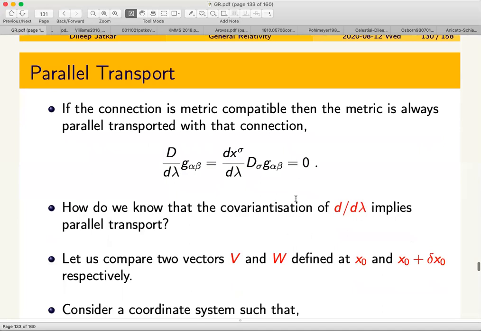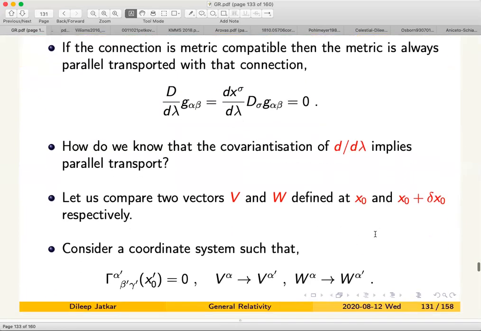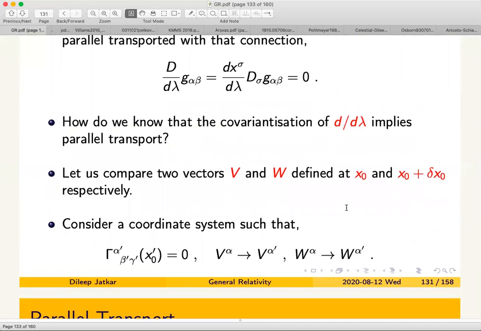Fine. So the next question was that we took a step from d by d lambda to capital D by d lambda, which is what is called the covariantization. And the question would be how do we know that this covariantization corresponds to parallel transport? For that, let's consider two vectors, one defined at x naught and the other defined at x naught plus delta x naught, so a small distance away. And let's consider a coordinate system such that the gamma would vanish in the x prime coordinate system.